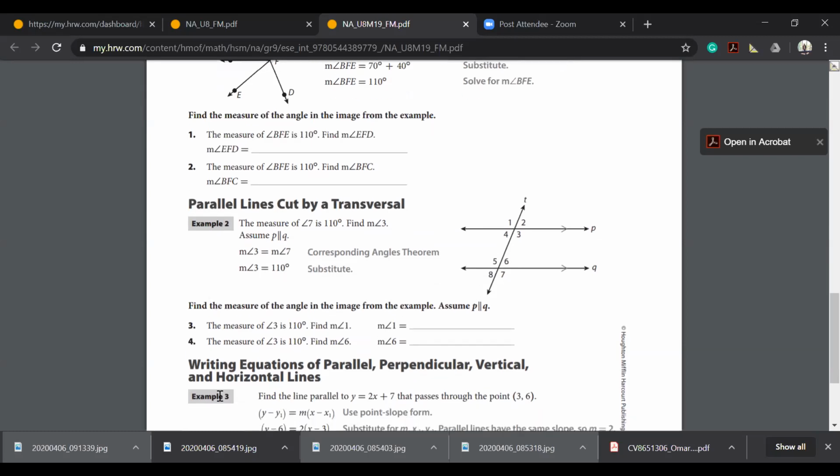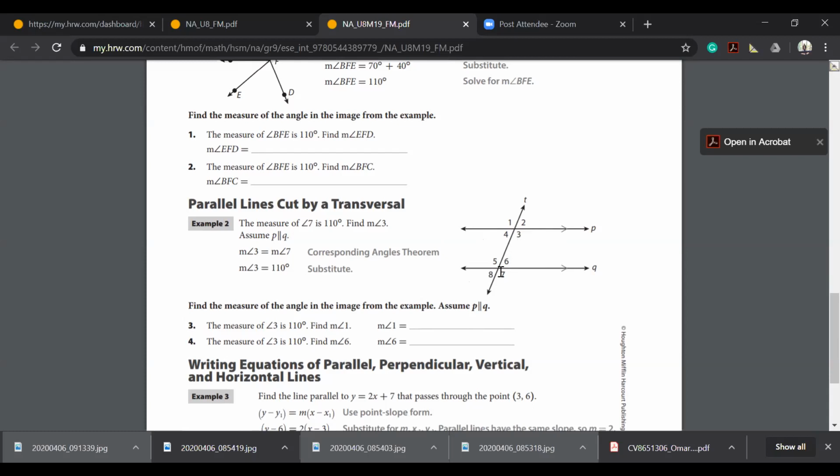Okay, based on this, since measure angle 3 is 110, find measure angle 1. Very easy. Those two angles together are vertically opposite angles. There is an X letter here. So measure angle 1 is 110. Measure angle 3 is 110. Find measure angle 6. 3 and 6 together are inside and they are on the same side. So they are called same side interior angles. And same side interior angles are 180.